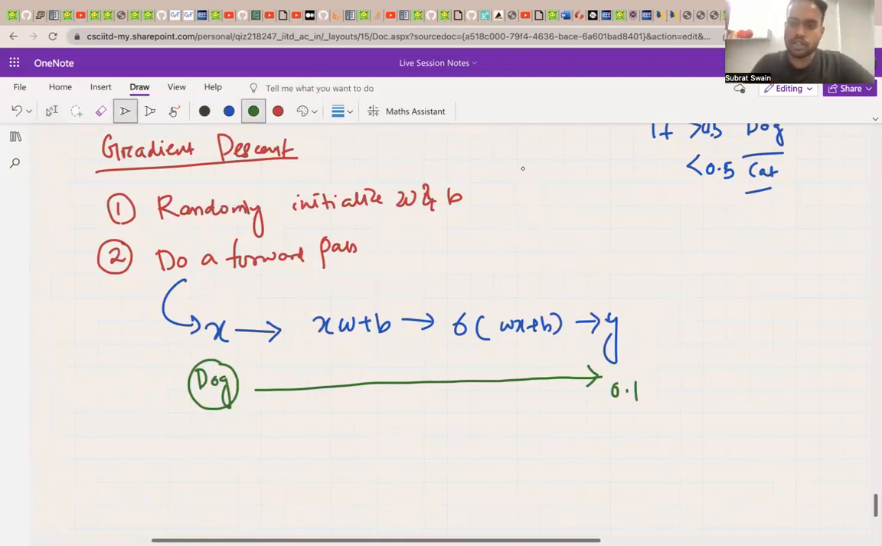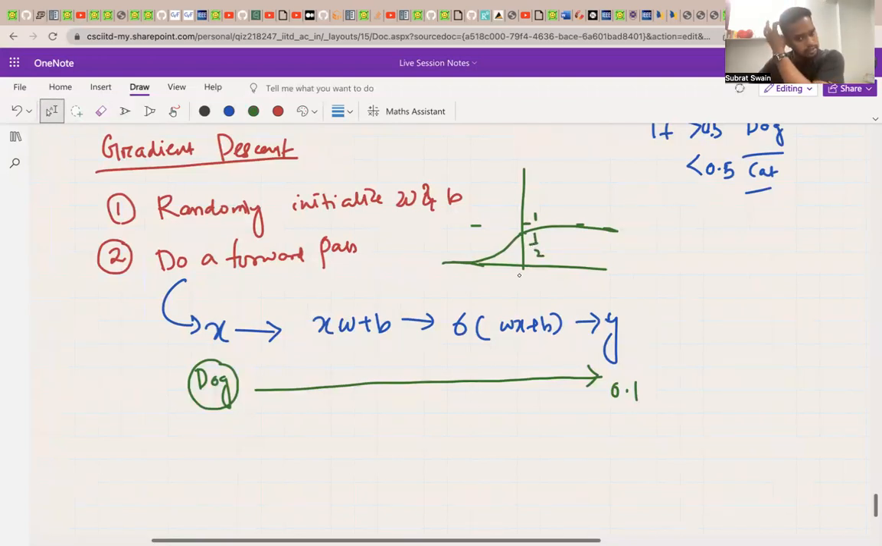If you plot sigmoid, it looks like this. This is 1 and this is half. Sorry, yes, at 0. So this is the plot for sigmoid. This is 1 and this is half.